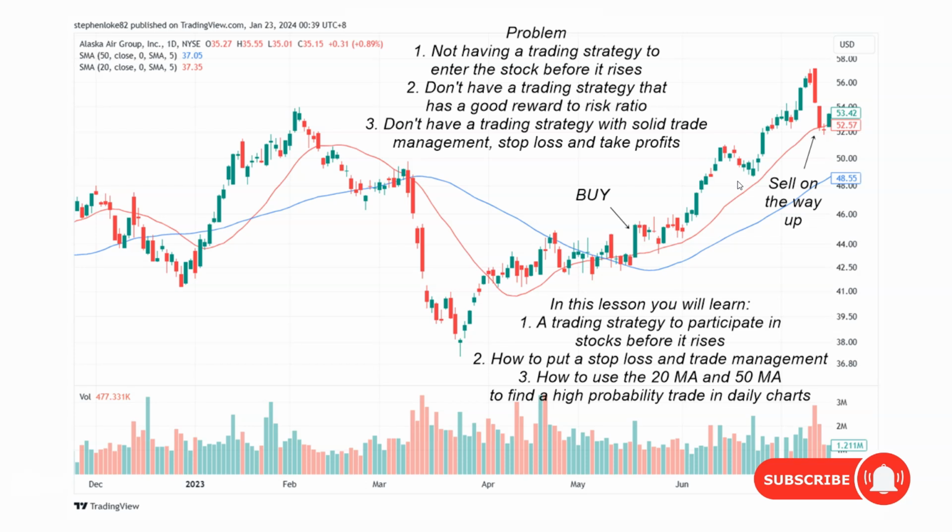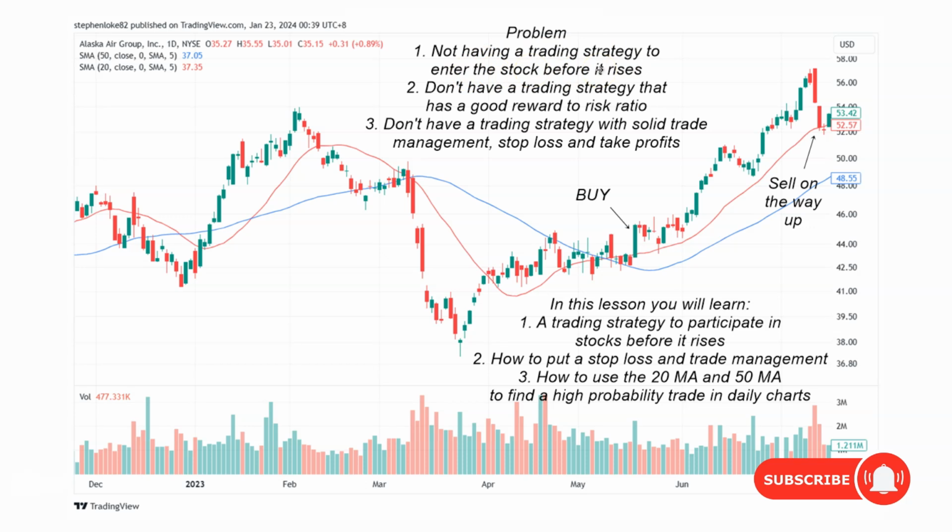Now I want to start off with dealing with some of the problems that as traders we face. One of the biggest problems that many traders face is that many of us don't have a trading strategy to enter the stock before it rises. A lot of traders, when they enter into the world of trading, whether it's stock market or forex, will go here and learn a bit here, learn a bit there, but they don't really have a trading strategy to enter a stock before it rises.